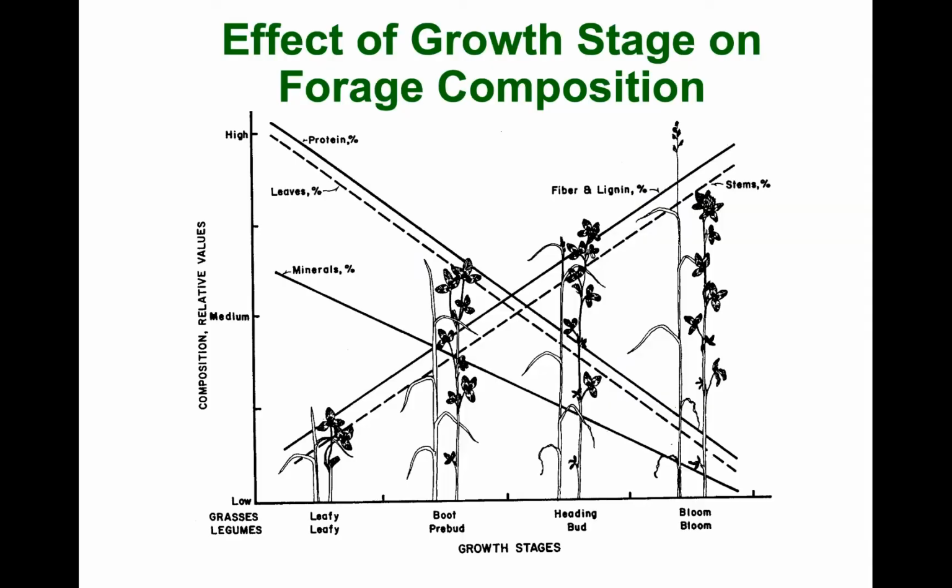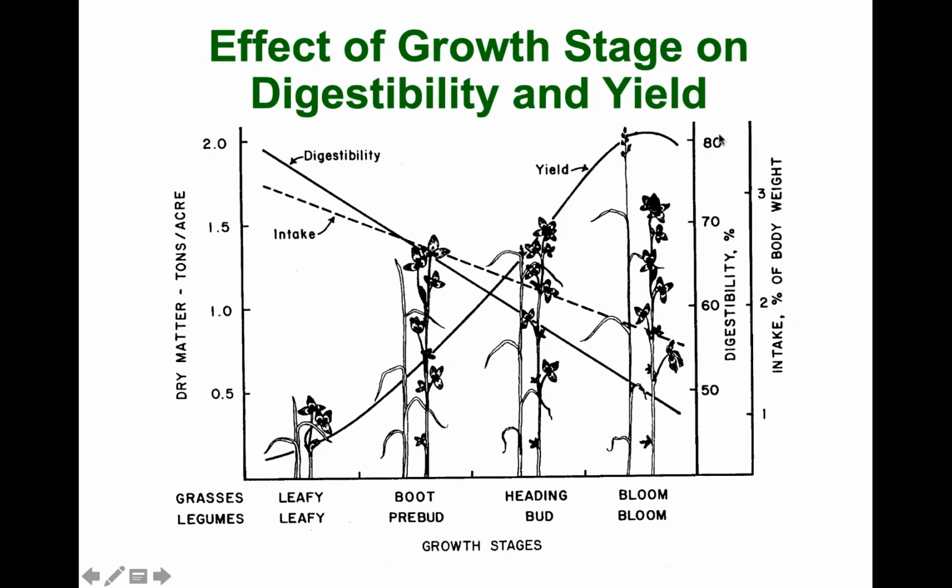If we look at the impact of growth stage going from leafy here to full bloom or reproductive here, as we increase that maturity, we tend to decrease things like the amount of leaves in that hay, the amount of protein in that hay, the amount of minerals, and we increase fiber and lignin and the amount of stems. And that has a profound effect on digestibility of that forage.